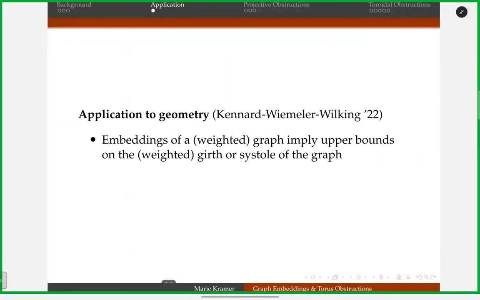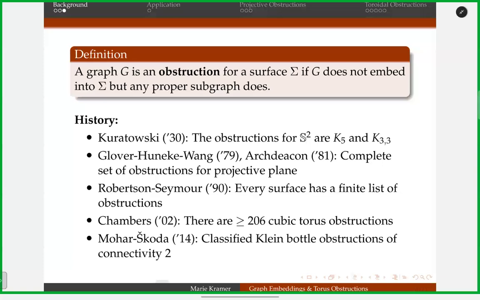Just a quick question. Yes. Is there a reason why we care about the cubic ones specifically? Yeah, that's a great question. So looking at the history of how people found the projective plane obstructions, before Glover, Huneke, and Wang published their paper in '79 about all the projective plane obstructions, they first also looked at the cubic ones because they're just a really nice class of graphs to work with. It just gives a nice restriction. In a second, I'll talk about why my advisor cares about cubic graphs, which comes from a completely different direction. But part of looking at cubic graphs is that it gives a first idea of which techniques to use, and it just makes it more manageable.